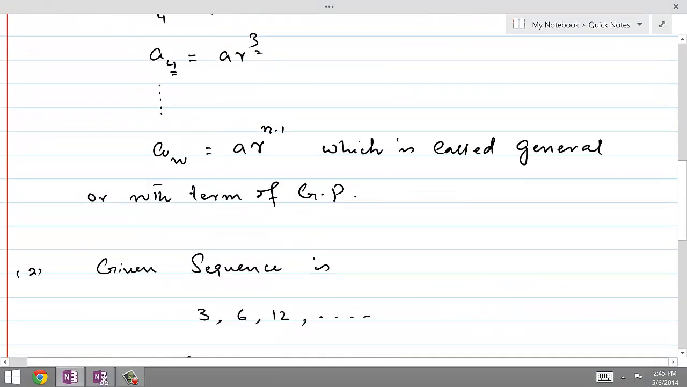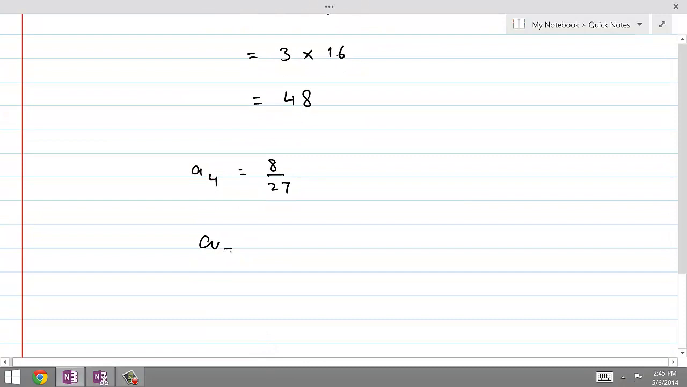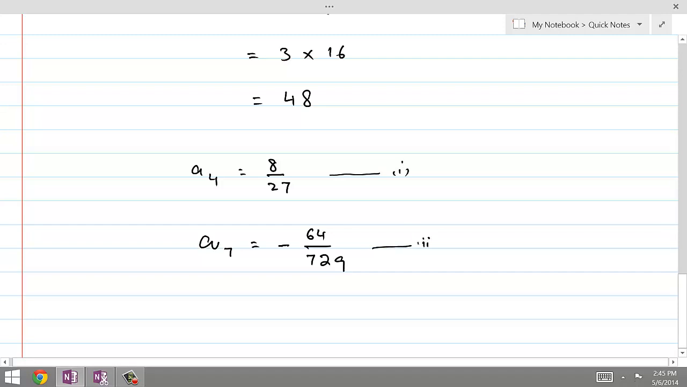A7 is equal to minus 64 over 729. And we are required to find an, the nth term of this sequence. So obviously from relation 1 and relation 2, we are going to find out what is a and what is r. This was question number 3.